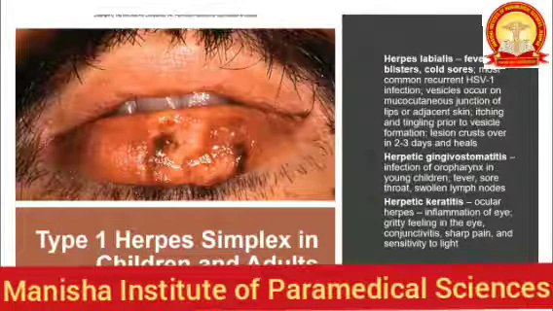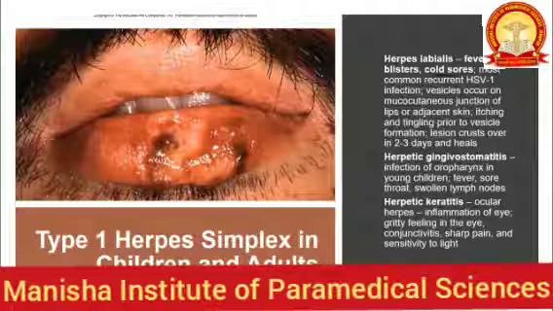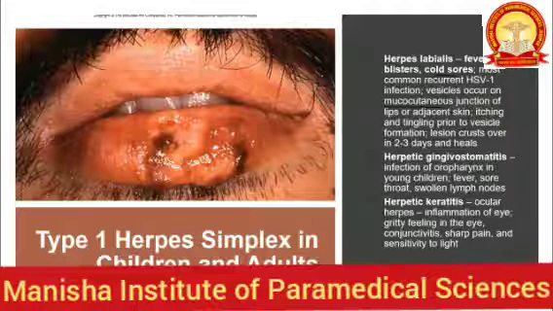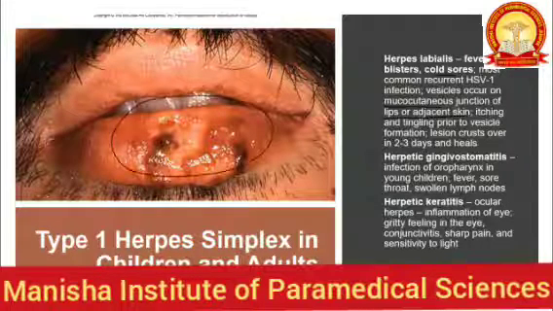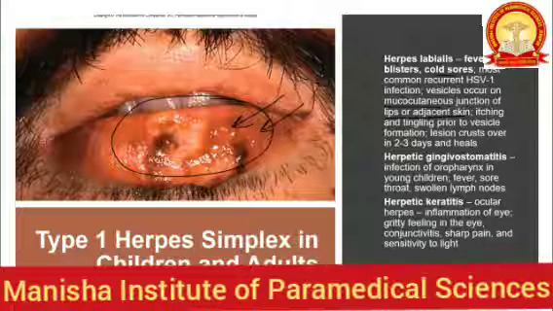Type 1 herpes simplex virus in children and adults. We call it herpes labialis. Fever blisters, cold sores, the most common recurrent HSV1 infection. Vesicles occur on the mucocutaneous junction of the lips and adjacent skin, as you can see in this picture very clearly. Itching and tingling prior to vesicle formation is always a symptom. The lesion crusts over in 2 to 3 days and then heals itself.